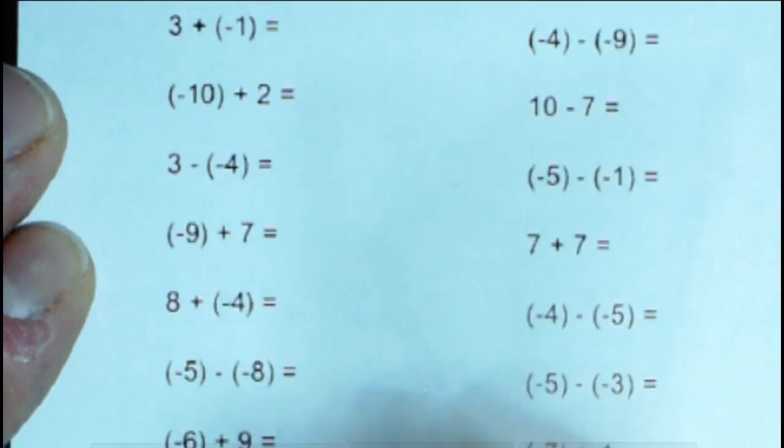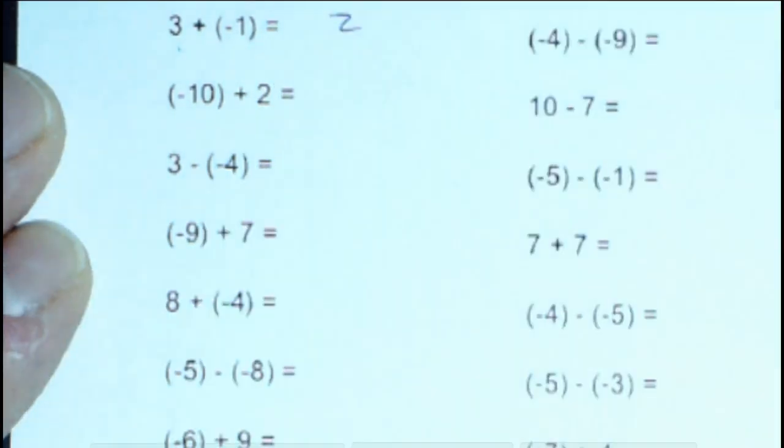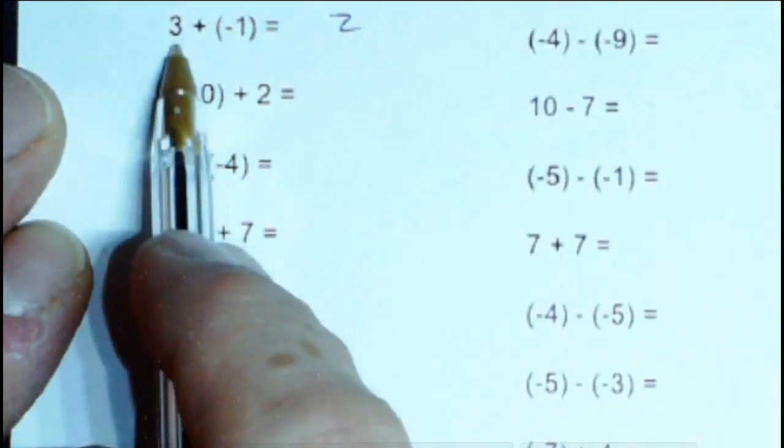If you take a look at this first problem, we have 3 plus a negative 1. Well, these are different signs, positive and negative. So the difference between these two is 2, and we're going to keep the positive sign because this is more positive, it has a greater absolute value. This is the same as 3 minus 1. Simple problem, right? We've been doing that forever.